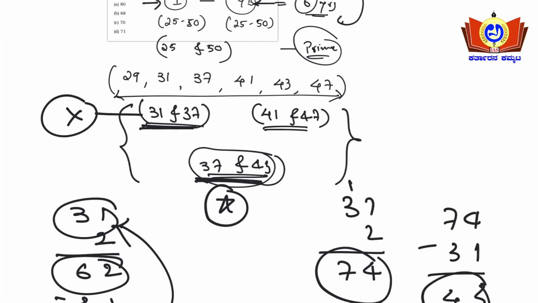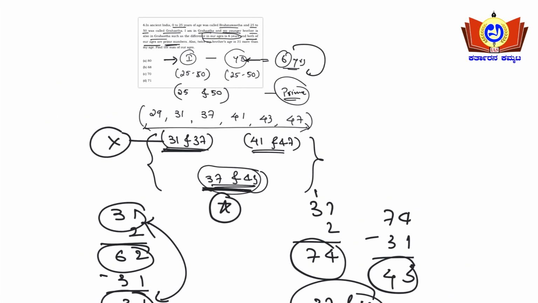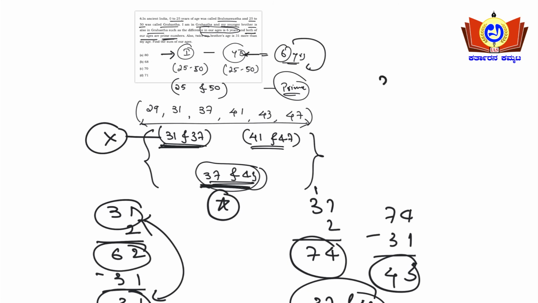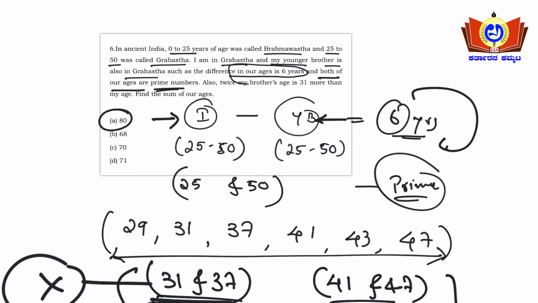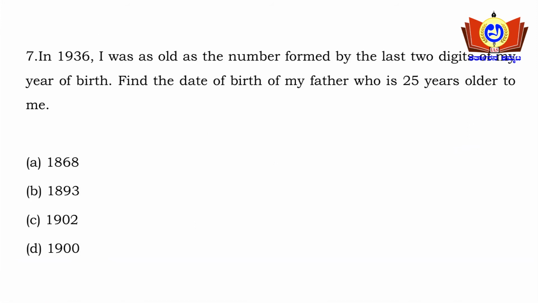Okay, so what is the question asking? What is the sum of our ages? 37 and 43, the sum is 80. So option A, 80 is the right answer for question 6, my dear friends. Okay, moving on to the next question.